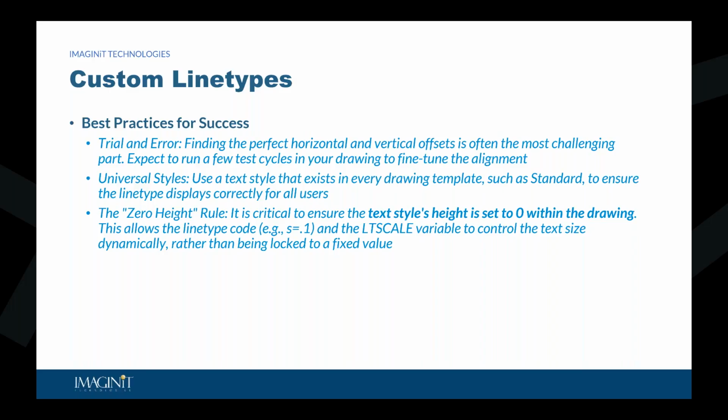Otherwise, it will be fixed at the value you have specified. So this way, when the text style height is set to 0 within the drawing, this allows the line type code, i.e. the scale of 0.1 and the LTSCALE variable, to control the text size dynamically rather than being locked in a fixed value. Those are the big things we need to know about that.